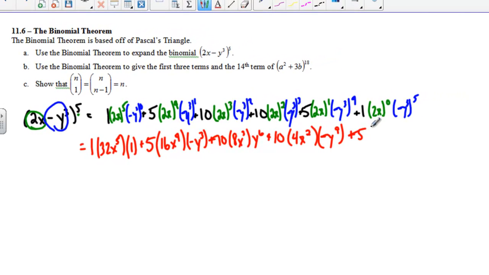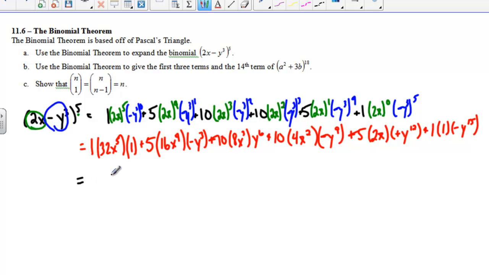The next one is 5. 2x to the first is just 2x. And then negative y cubed to the fourth is going to be negative y, or positive y to the 12th, I'm sorry. And then the last one is 1. 2x to the 0 is also 1, and negative y cubed to the fifth is negative y to the 15th. So that was our intermediate or optional step, and now what we do is we just multiply everything together.